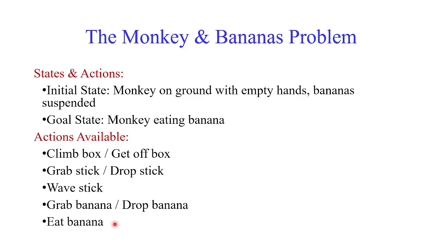Notice something very important here. Each action has a precondition. You cannot grab the banana unless the banana is within reach. You cannot wave the stick unless you have the stick. The monkey cannot be on the box unless the box is positioned correctly. These preconditions are what make the AI planning problem not just a simple sequence of steps. So what if the monkey tries to grab the banana while still standing on the ground? Think of the preconditions. Is there any precondition?